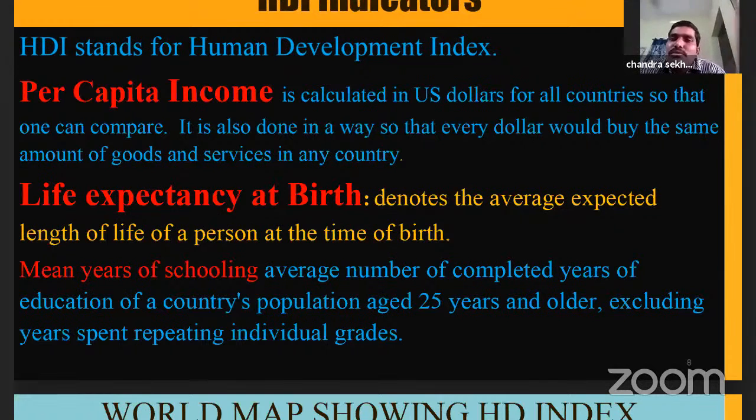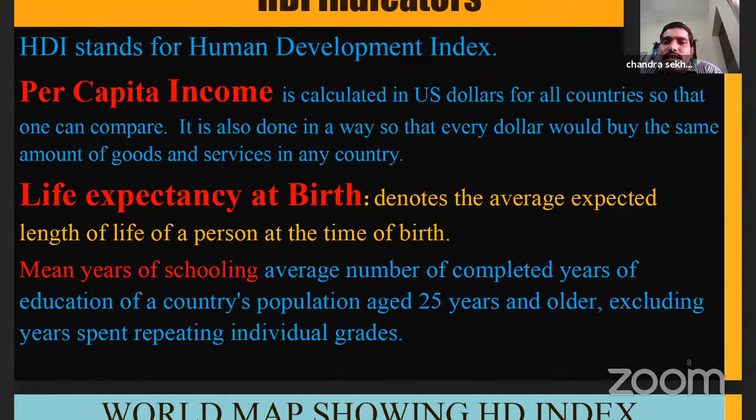In the preparation of the Human Development Index, we are taking the per capita income of all countries in the form of US dollars only. So we are accepting US dollars as an international medium of exchange. When we consider the per capita income of all countries in US dollars, we can overcome the problem of inconvenience in the value of different currencies. That's why UNO is using US dollars as the convenient currency to calculate per capita income.